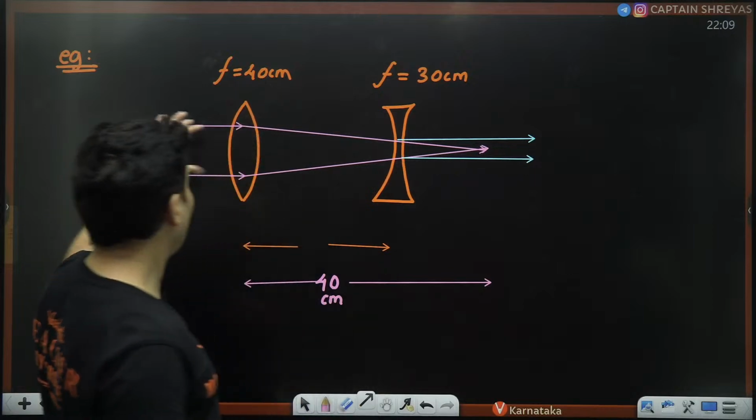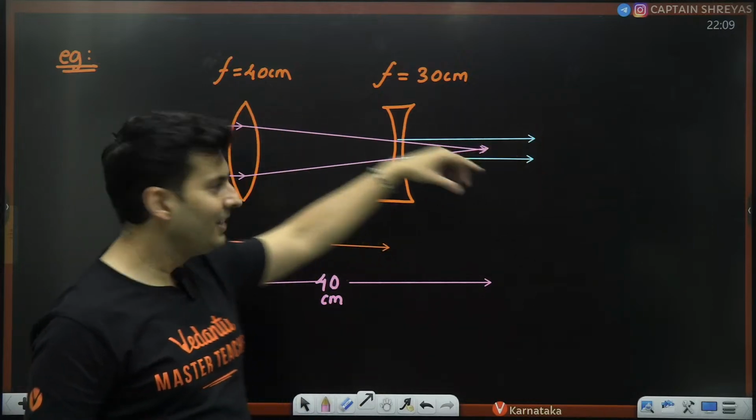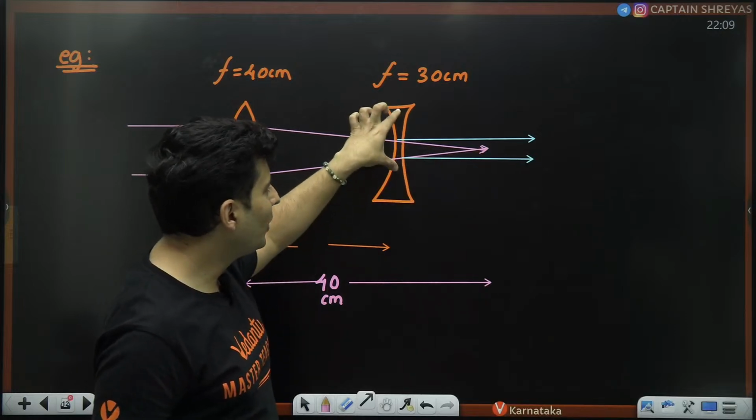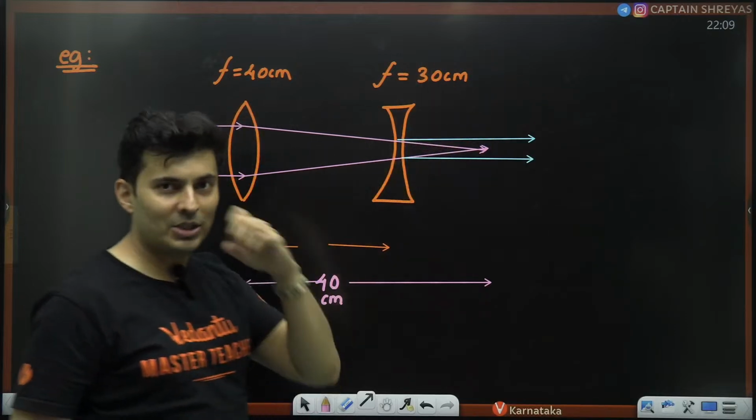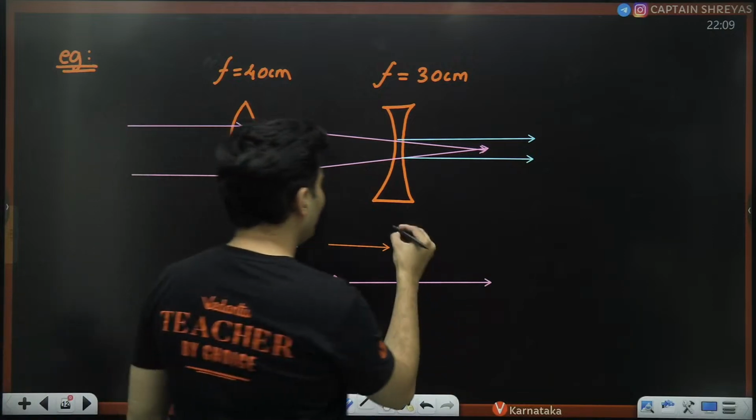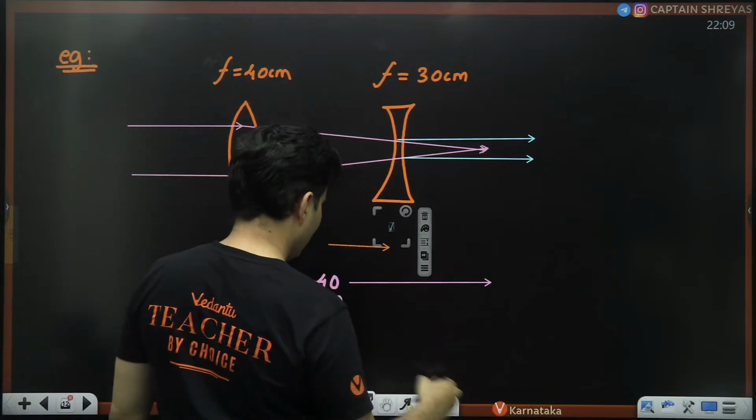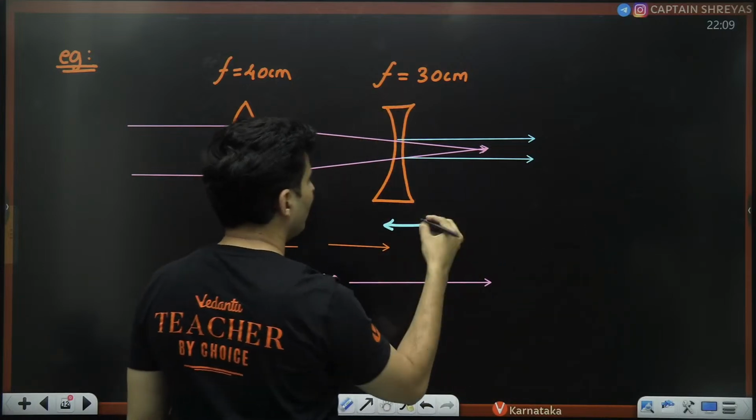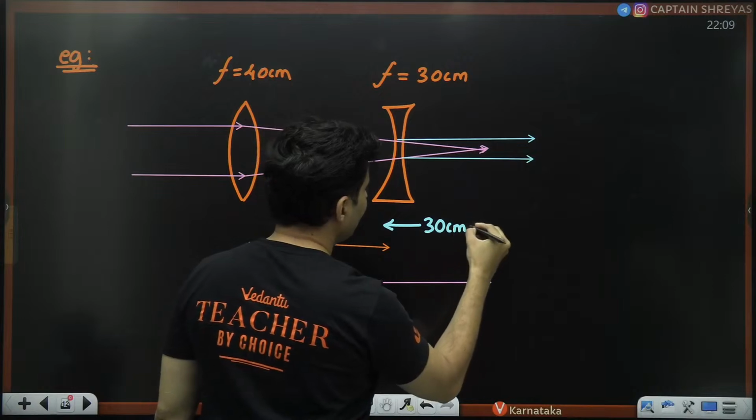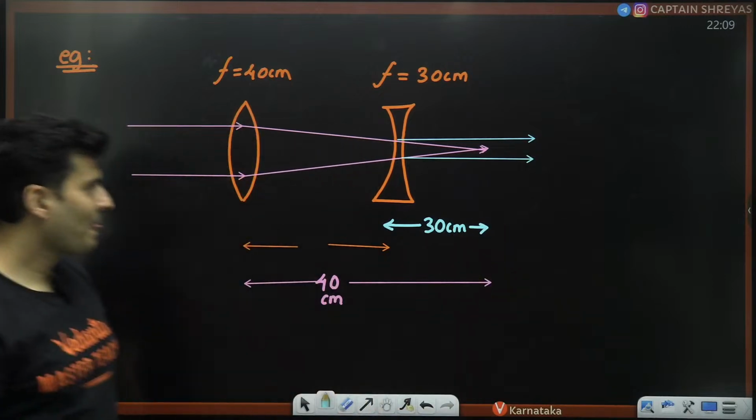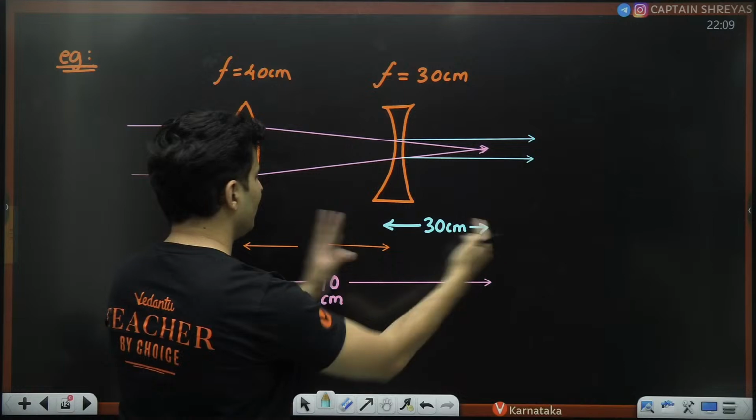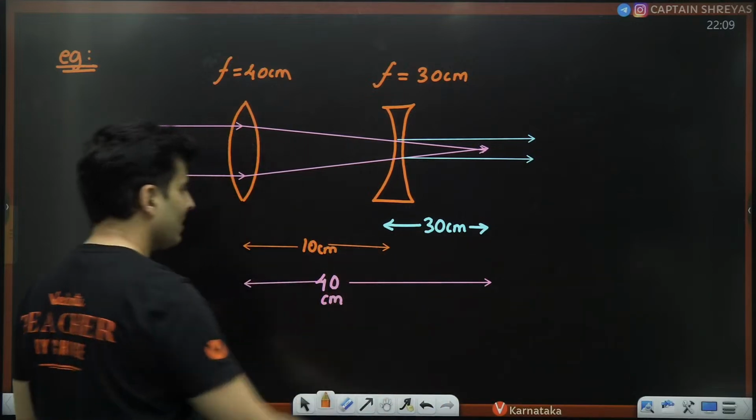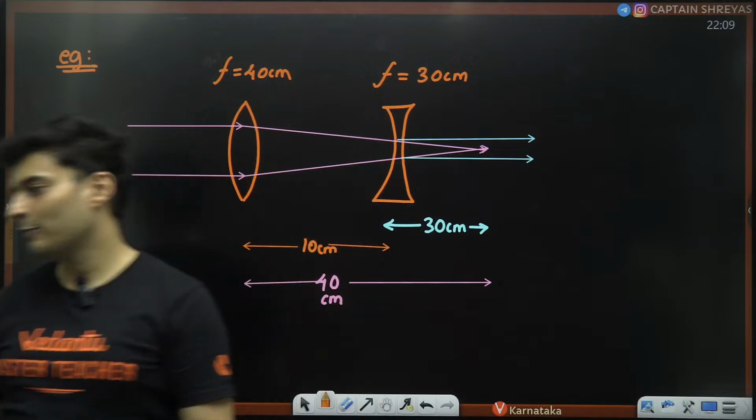Eventually, yes, a parallel beam of light again became parallel because this was the focal point for the concave lens and it eventually became parallel. So now, technically speaking, this is the focal length for the concave lens. That means this is 30 centimeters. So this much is 40, this much is 30. How much will this be? Obviously, the answer will be 10 centimeters. And that's how you solve this kind of question. Loved it?